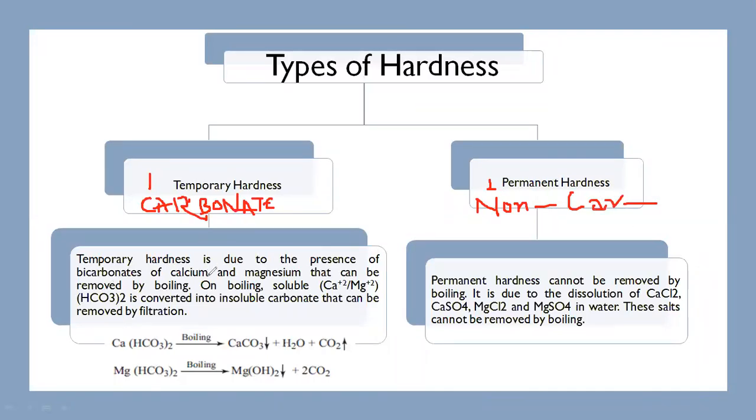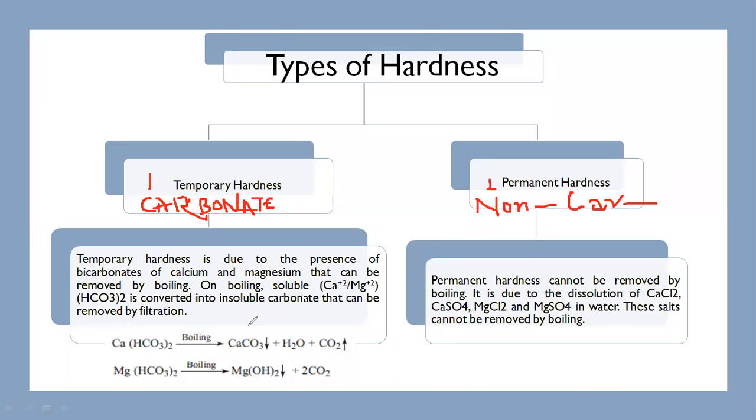So temporary hardness is due to the presence of bicarbonates of calcium and magnesium that can be removed by boiling. On boiling, the soluble calcium and magnesium bicarbonates are converted into insoluble carbonate that can be removed by filtration.